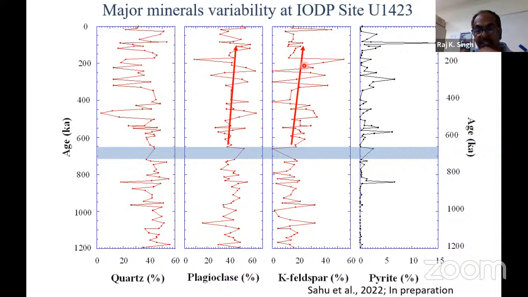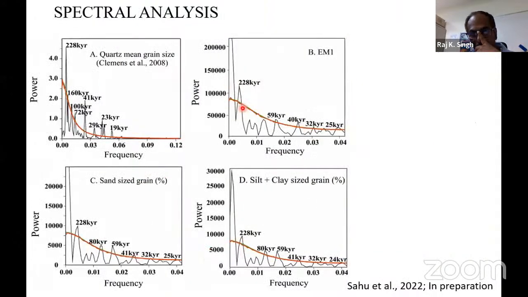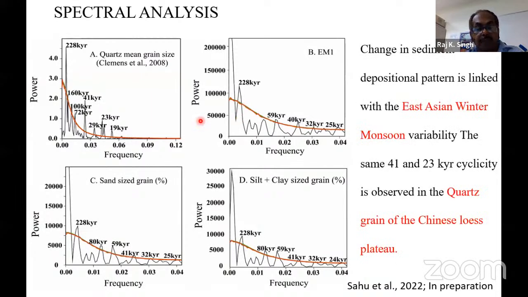So overall, in summarizing, after the middle Pleistocene the East Asian winter monsoon was getting stronger, and we have periodic changes in the monsoonal precipitation over the Japanese islands. It is governed by orbital cyclicity, especially the 41 kilo-year and 23 kilo-year cyclicities. We don't have any 100 kilo-year productivity cycles in this record. These cyclicities are also observed in the Clemens et al. quartz mean grain size. So we are assuming all these factors are related, and the East Asian winter monsoon was more active after the MPT in North Japan.